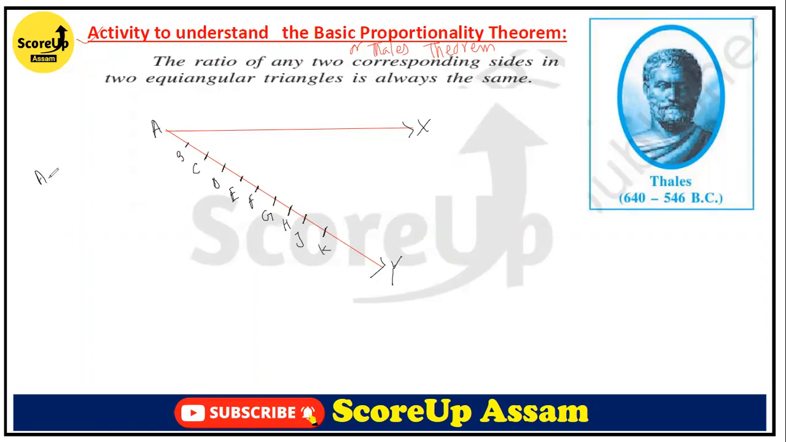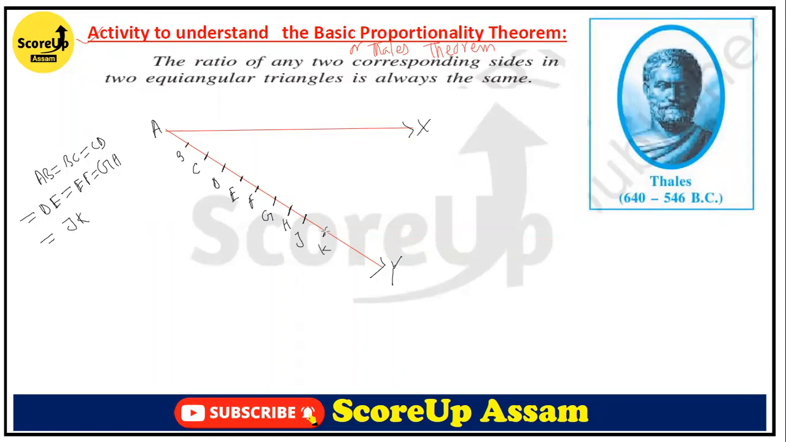And AB is equal to what? AB is equal to BC is equal to CD is equal to what? DE, that is all units are equal. DE is equal to what? EF equal to GH equal to JK. All the units are equal.